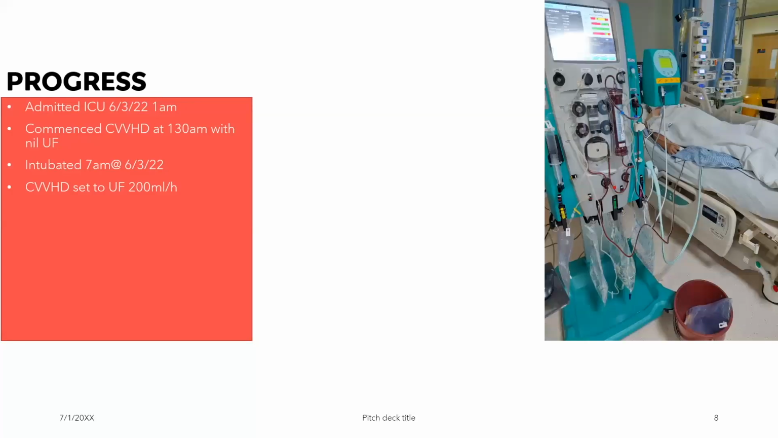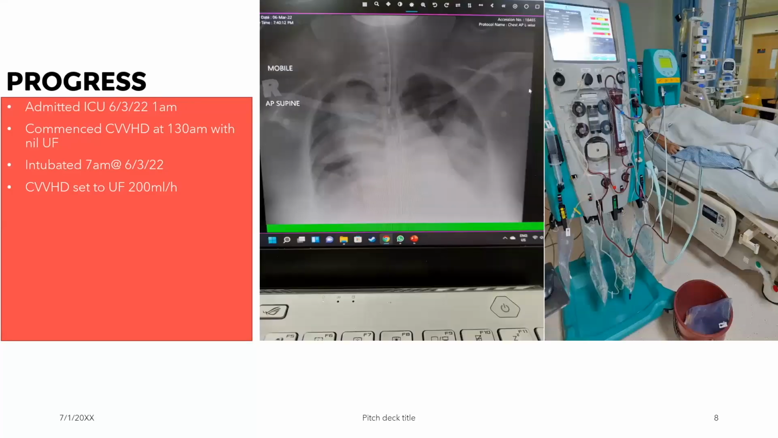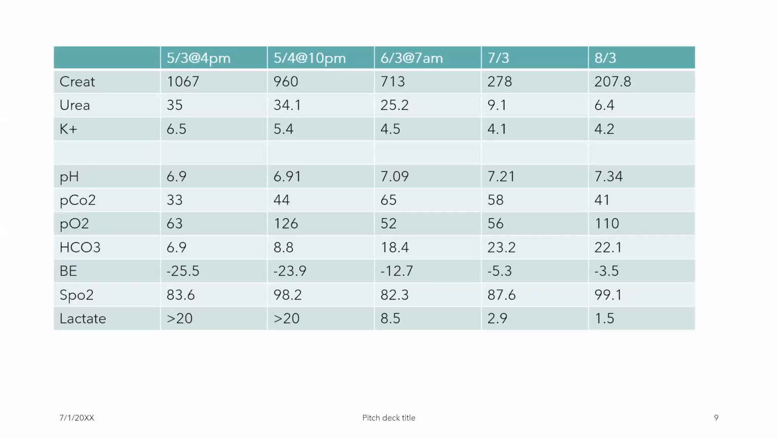Okay, this is her picture. Looking at the X-ray, the suspicion is confirmed. And this is the progress over the past how many days? 4 days. So after commencing CVVHD, we also need to know what our primary endpoint is. When do we have to discontinue giving RRT in this patient?